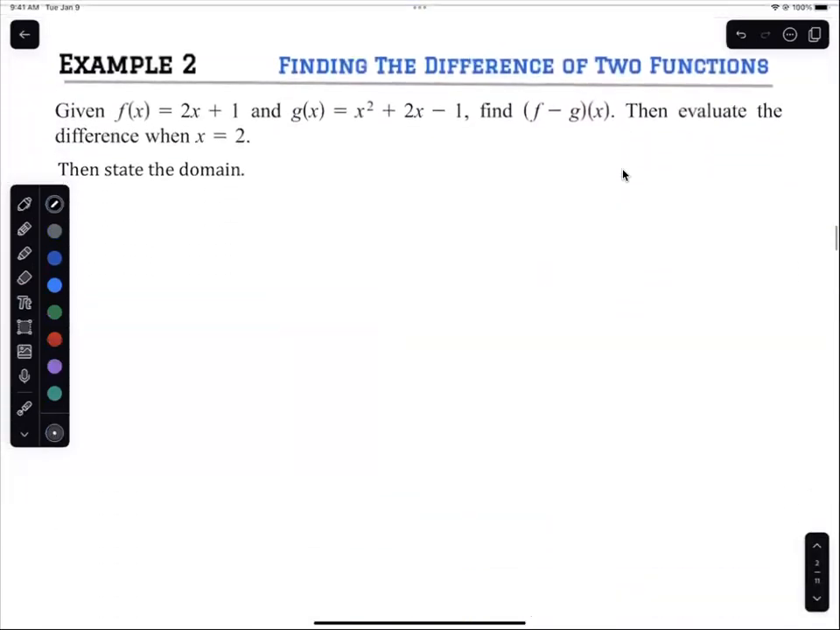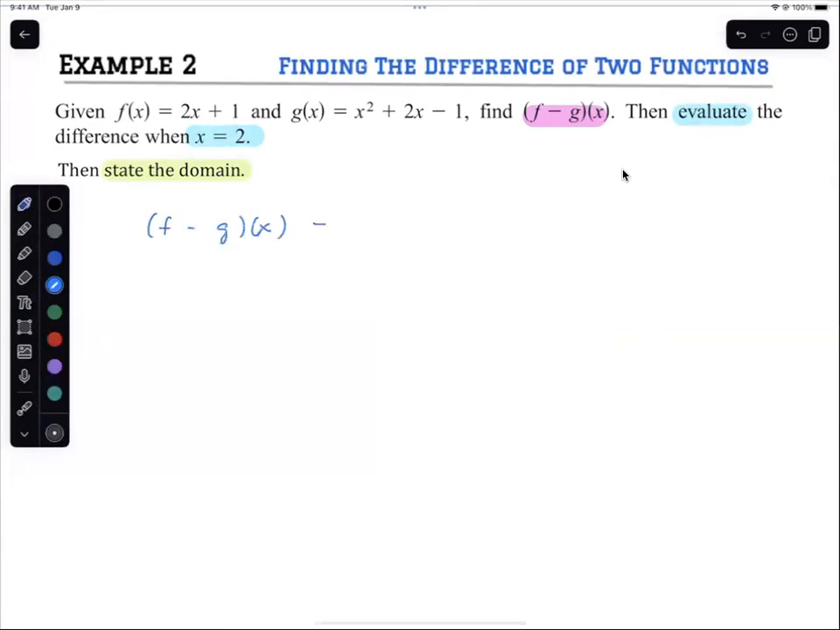Example 2, same two functions, find first f minus g of x, and then evaluate when x equals 2, and then state the domain. So order matters. So f minus g of x, f comes first. So that means they want to do f of x minus g of x. So it's going to be equal to 2x plus 1 minus x squared plus 2x minus 1.